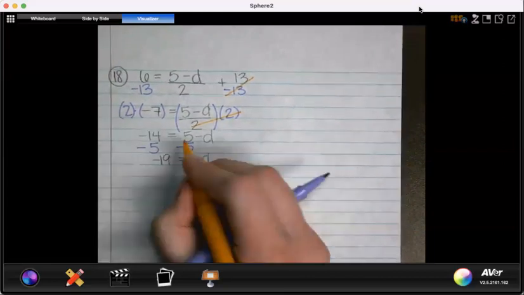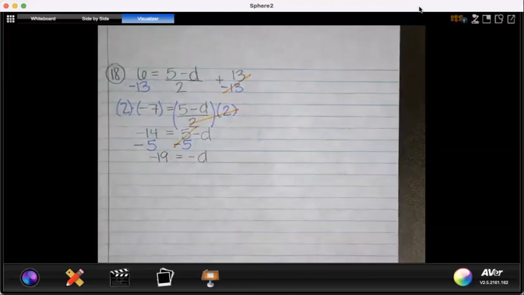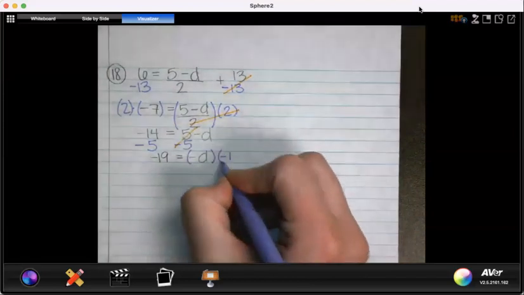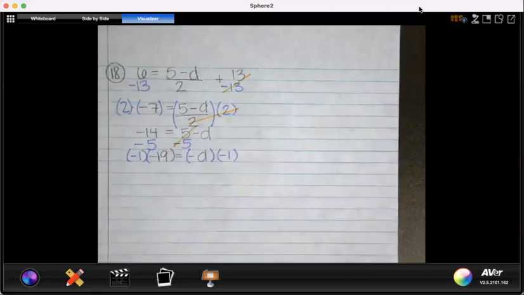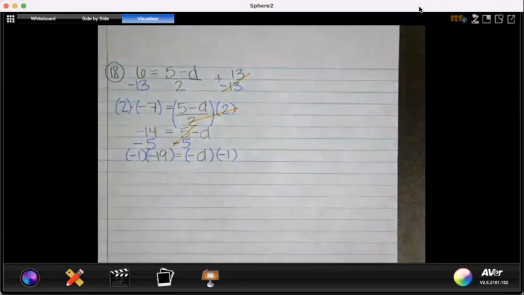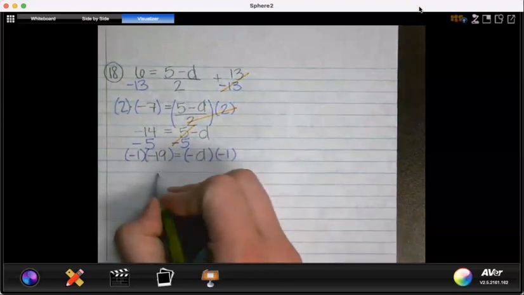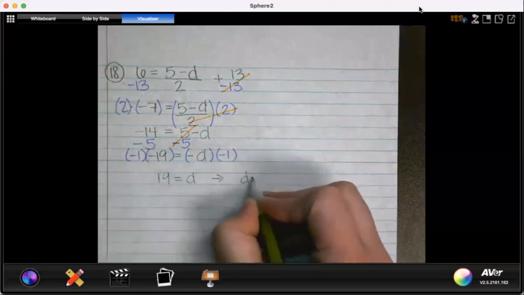Now, as stated before, we can never leave a negative variable. So I could either say I'm multiplying by negative 1 on both sides, or I can say I'm dividing by negative 1 on both sides. It'll mean the same thing in the end. So a negative times a negative is a positive, which means I would have 19 equals d, or in other words, d equals 19.